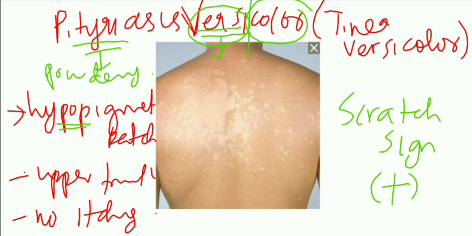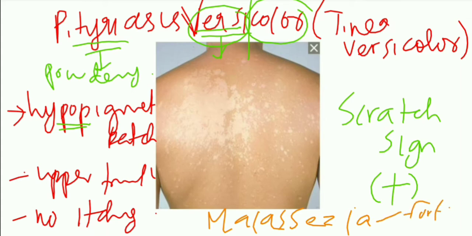So who is actually causing this pityriasis versicolor? It is Malassezia species. Malassezia is a fungus. There are different species like Malassezia furfur, Malassezia globosa, like that. This fungus releases something called azelaic acid, which inhibits tyrosinase. So there is no melanin production. That is why it is a hypopigmented patch.